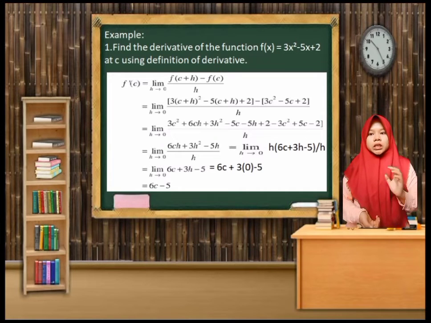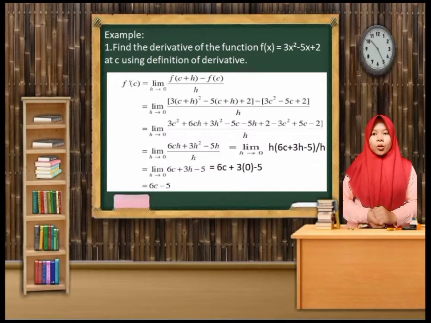where 3c squared minus 3c squared equals 0, and minus 5c plus 5c equals 0, and plus 2 minus 2 equals 0. It becomes the limit of 6ch plus 3h squared minus 5h, all over h, as h approaches 0.